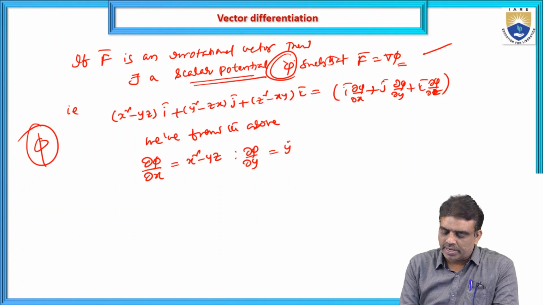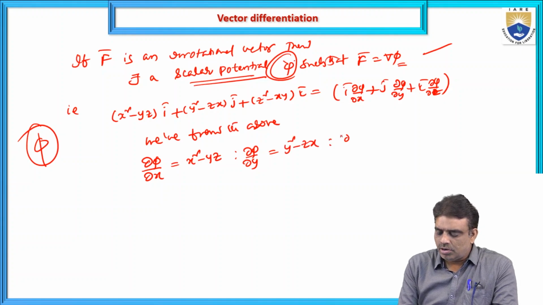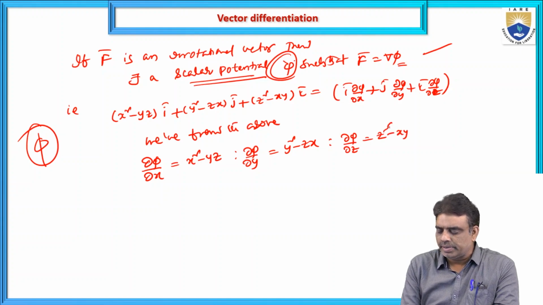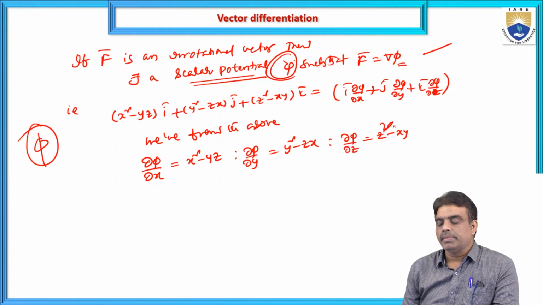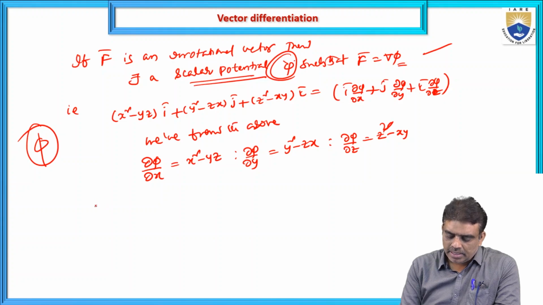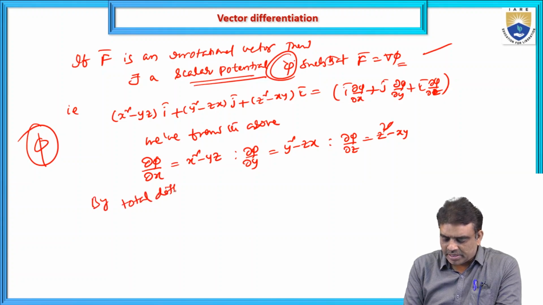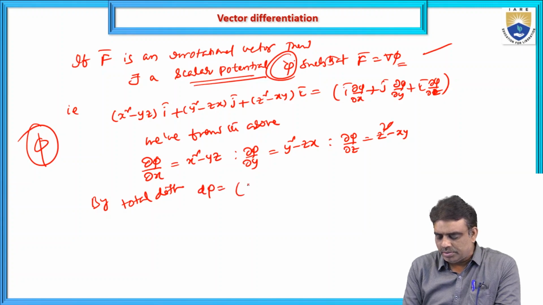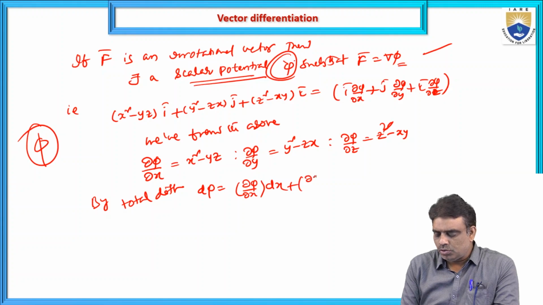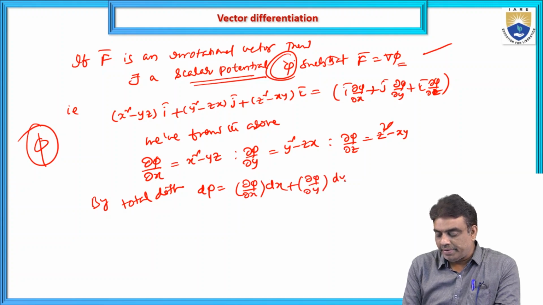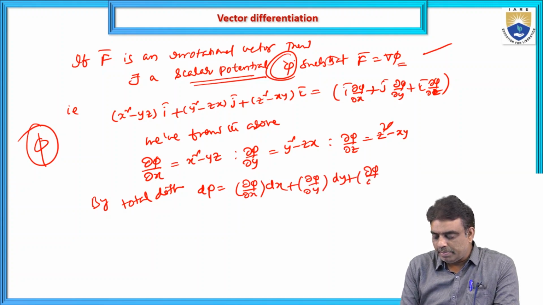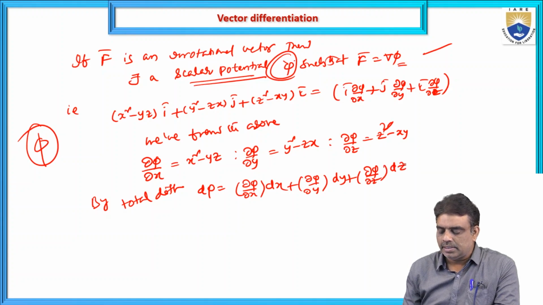That is y square minus zx. And ∂φ/∂z, that is z square minus xy. Then by the total differentiation formula, dφ is equal to ∂φ/∂x into dx plus ∂φ/∂y into dy plus ∂φ/∂z into dz.